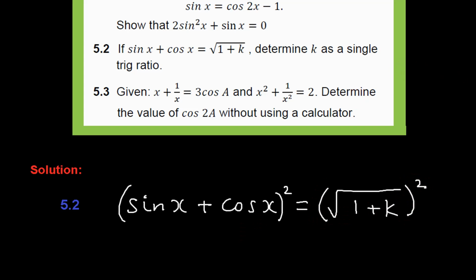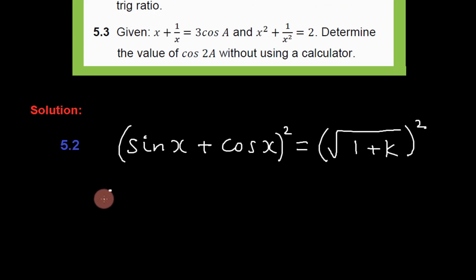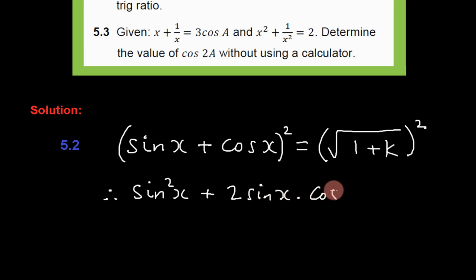So squaring the left-hand side, it's the first term squared. Then this sign, so a plus. Then the first term times the second term times 2. Then it's the second term squared. And then on the right hand side, when we square the right hand side, the square root drops. So it's 1 plus k.